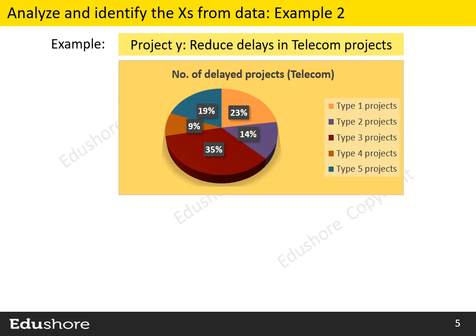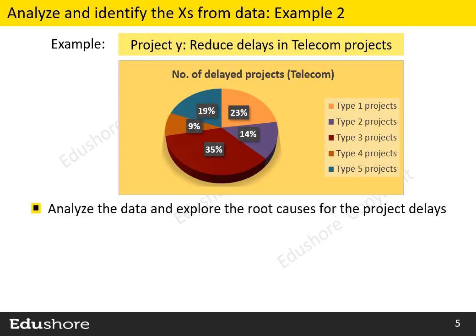Now, we need to analyze this data and explore the root causes for the project delays. For example, this data shows that the delays are more for Type 1, Type 3, and Type 5 projects. 35% of Type 3 projects are delayed, 23% of Type 1 projects are delayed, and 19% of Type 5 projects are delayed. Now, we need to probe further on why there are more delays for these projects.